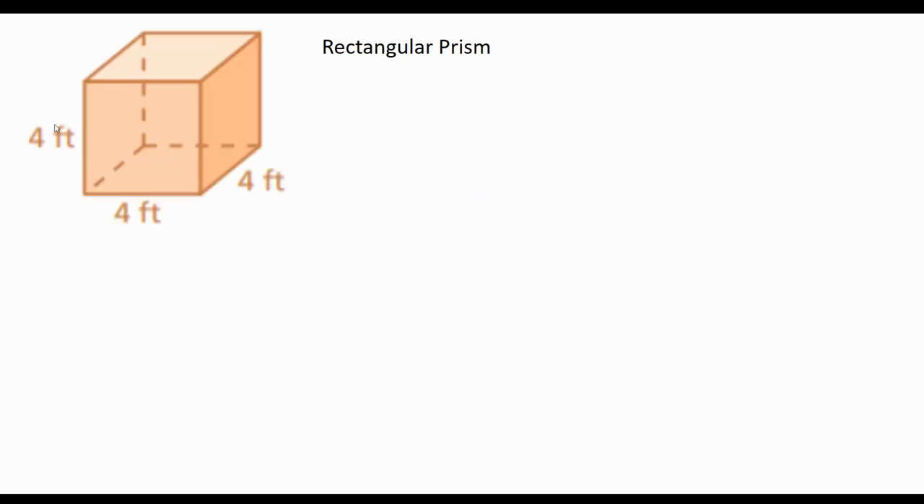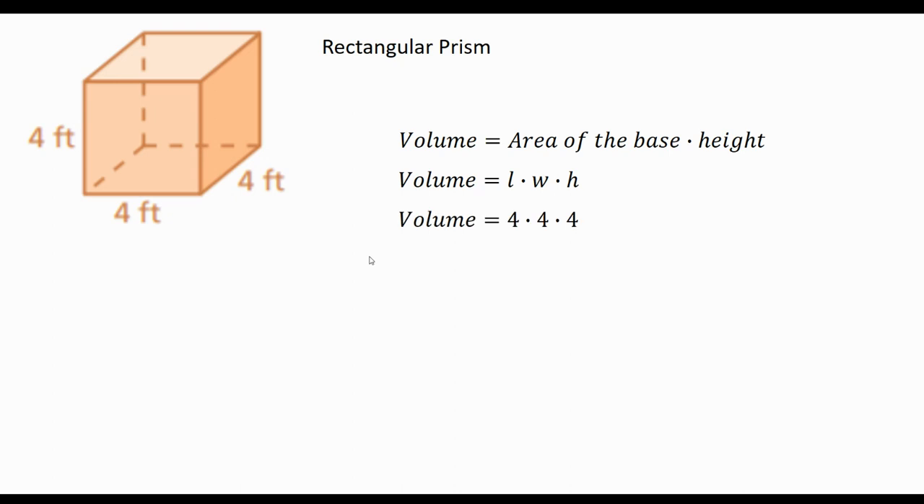Looking at one more, a rectangular prism again. This one happens to be a cube, but it's found the same way. Again, volume is area of the base times the height. The area of our base is length times width, so length times width times height is going to give us the volume of the rectangular prism, where our length, width, and height here are all 4. It works out nicely: 4 times 4 times 4. Break that down, it gives us 16 times 4, and when you multiply all three, you end up with 64 square feet for our volume of the prism.